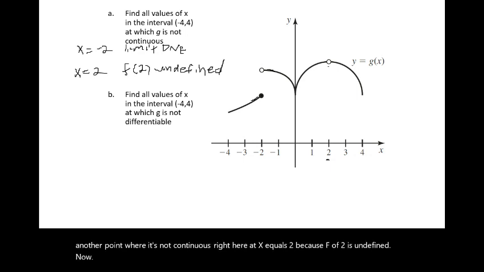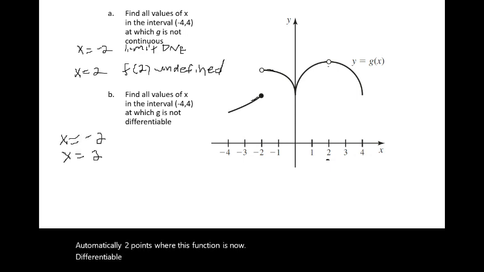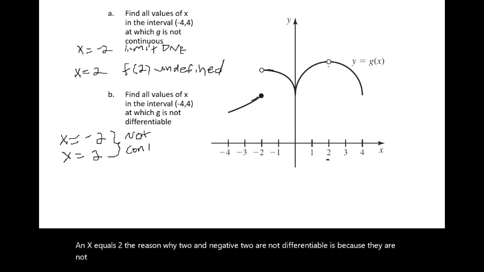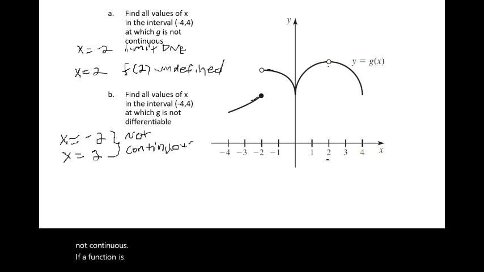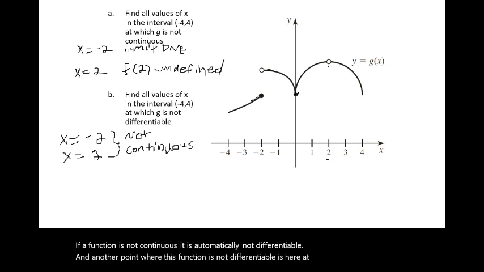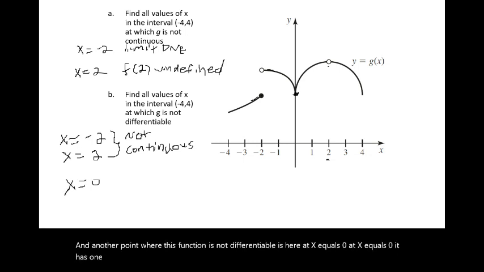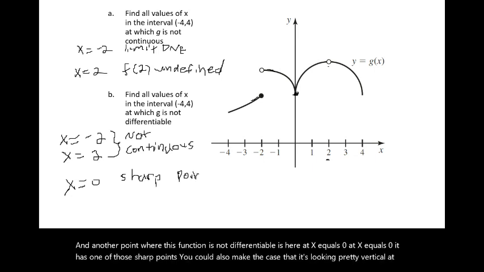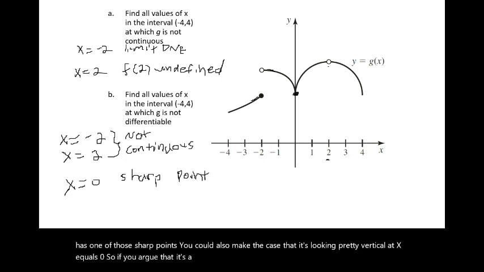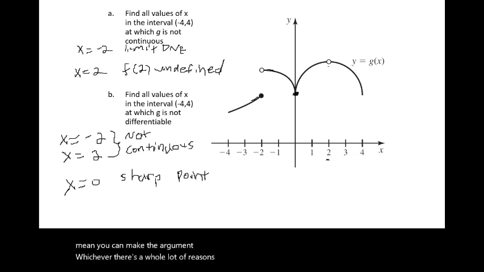Now, automatically, two points where this function is not differentiable are x equals -2 and x equals 2. The reason why 2 and -2 are not differentiable is because they are not continuous. If a function is not continuous, it is automatically not differentiable. And another point where this function is not differentiable is here at x equals 0. At x equals 0, it has one of those sharp points. You could also make the case that it's looking pretty vertical at x equals 0. So if you argued that it's a vertical tangent, I'd take that too. You can make the argument. Whichever, there's a whole lot of reasons why x equals 0 is not differentiable.